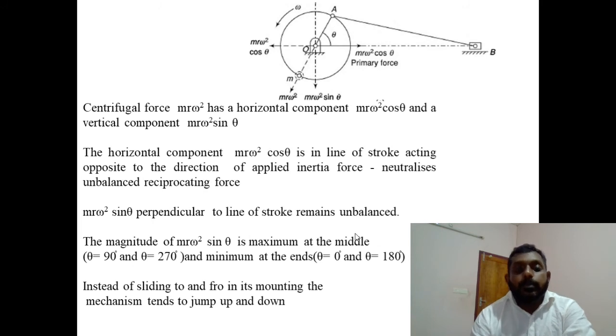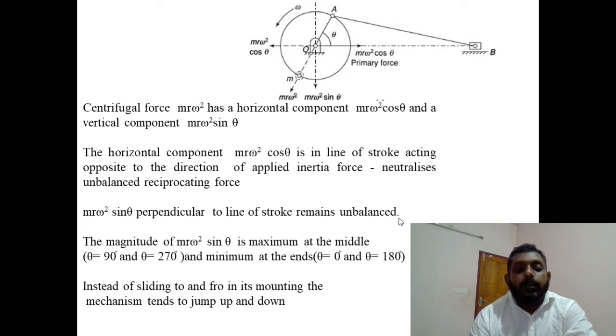So the centrifugal force, we discussed, has a horizontal component and a vertical component. The horizontal component is in the line of action, or in the line of stroke, acting in the direction of the applied force, and it neutralizes the unbalanced reciprocating forces. This is a primary applied force, not an applied inertia force. But this perpendicular component mr omega square sin theta is perpendicular to the line of stroke and always remains unbalanced, as we discussed in the last slide.